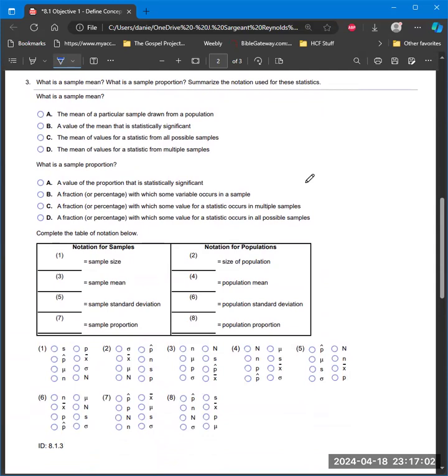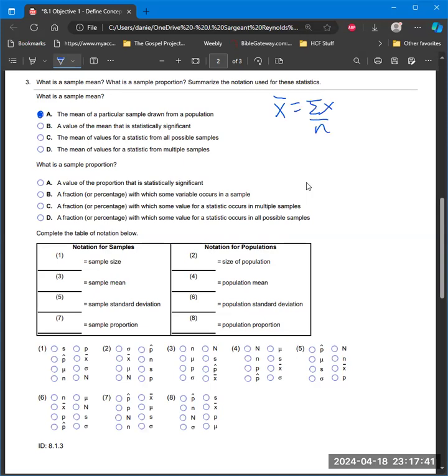What is a sample mean? What is a sample proportion? And summarize the notation used for these statistics in the table given down here. So the sample mean is the mean of a particular sample drawn from a population. It sounds very circular, but we take the raw data, add it together, and divide by the total number of things in the data set. It's called an arithmetic mean. And x bar has a formula of the sum of the x's divided by n.